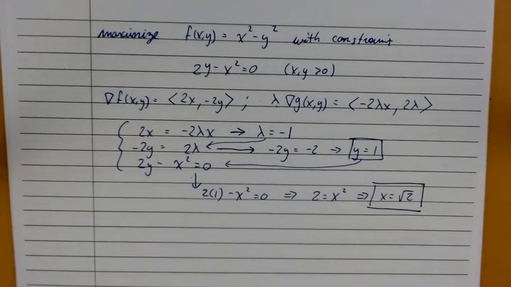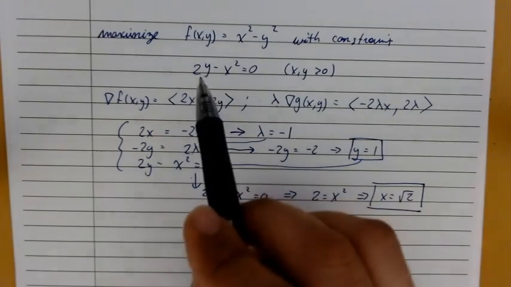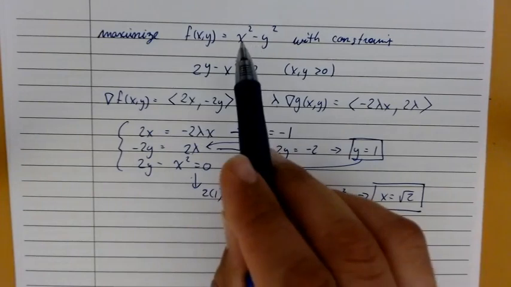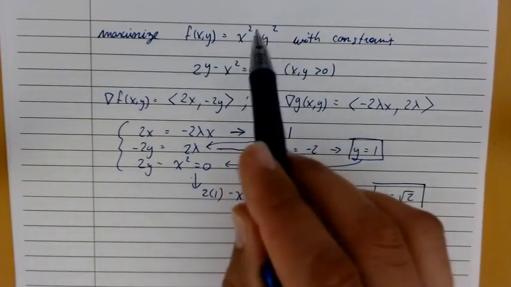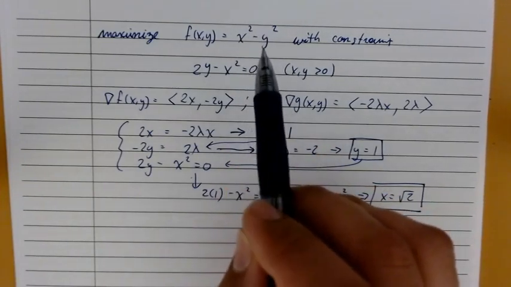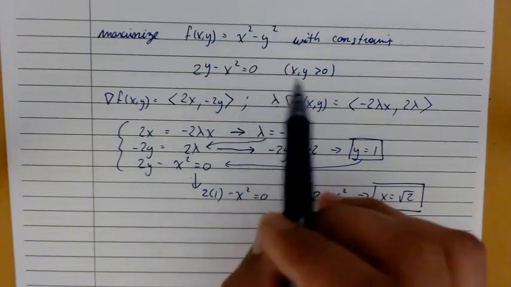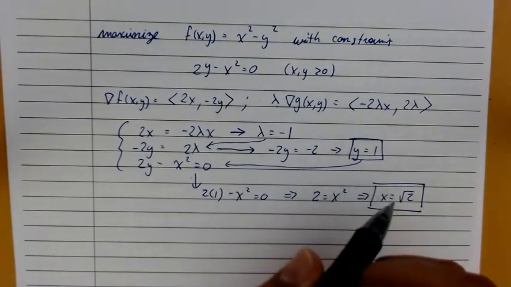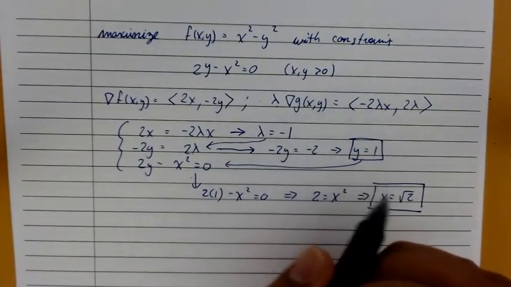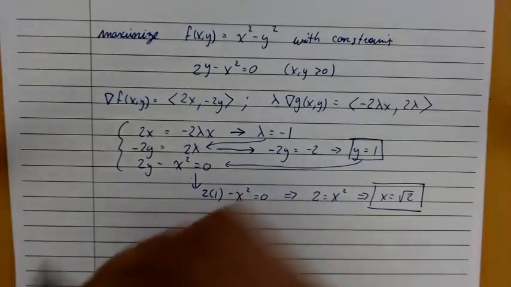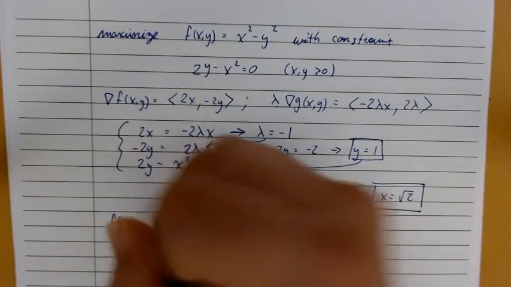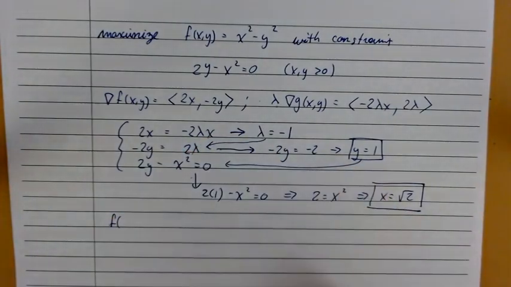This cannot be the minimum, because one solution to this equation would be 0, 0. And if you plugged 0, 0 up here, you would get 0, which is the smallest possible value anything can be, if you keep everything positive. So obviously this is not going to be a minimum. So this must be a maximum. So let's go ahead and plug things in and see what we get. So f of root 2 comma 1.